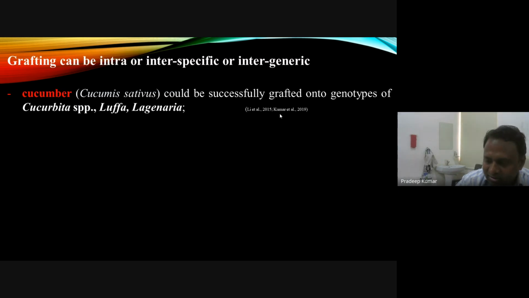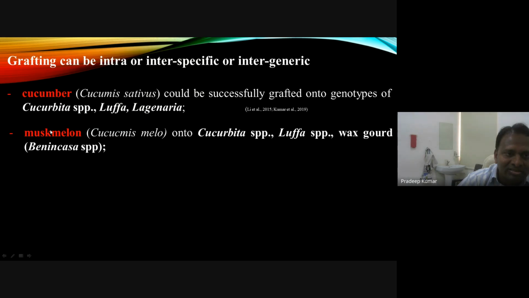Although there is a difficulty in transferring one gene from a related species to another, grafting can be intraspecific, interspecific, or intergeneric. Like a cucumber has shown good compatibility with the loofah, Luffa, whereas we cannot cross cucumber with Luffa. But the potential of Luffa or loofah or Cucurbita roots can be harnessed by grafting in cucumber.